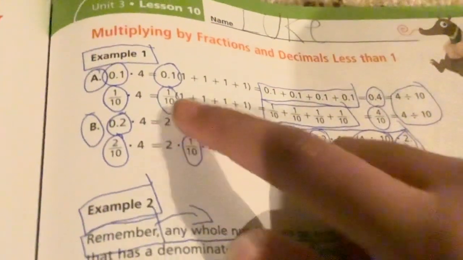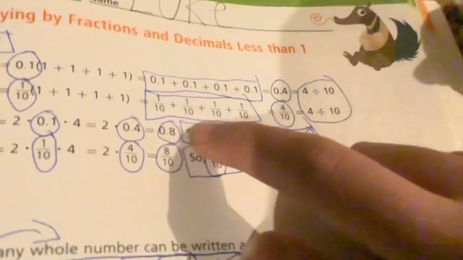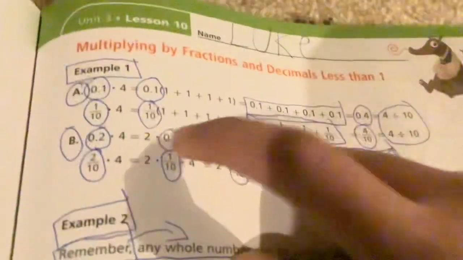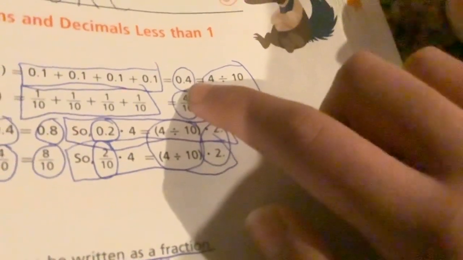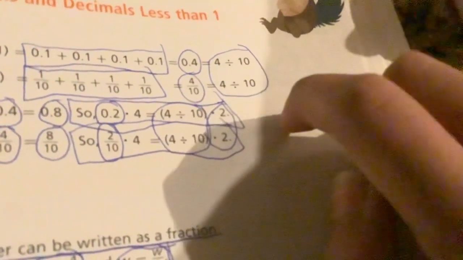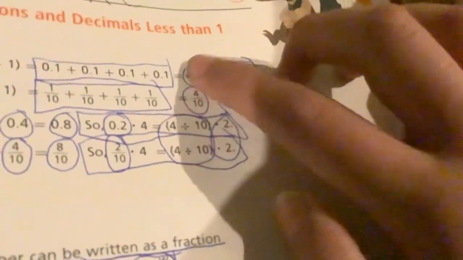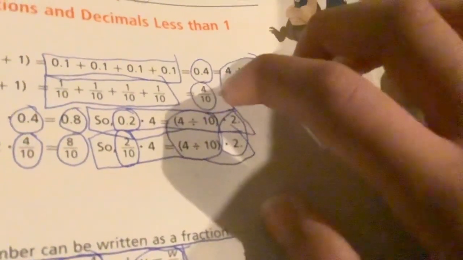1/10 times 4 equals 1/10 times 1 plus 1 plus 1 plus 1, which equals 1/10 plus 1/10 plus 1/10 plus 1/10, because 1/10 times 1 is 1/10. Those 1/10s add up to 4/10, which is also 4 divided by 10, or 2 divided by 5. Because if we simplify that one, 4 divided by 2 is 2, 10 divided by 2 is 5, we would still get 2/5. This makes the decimal 0.4 and the fraction 4/10 equivalent to each other, meaning that they both have the same exact value.